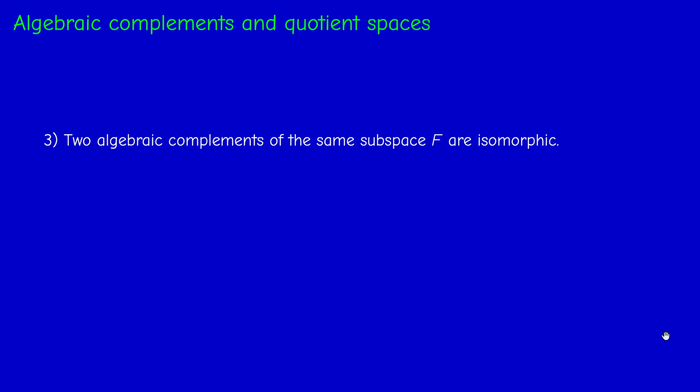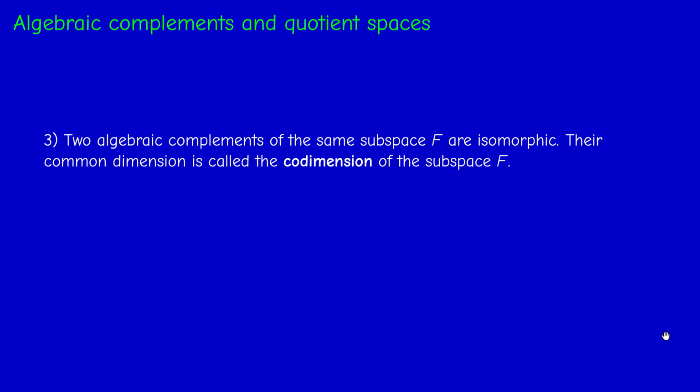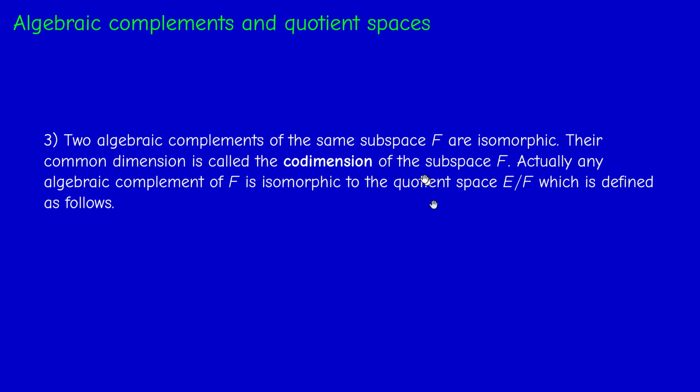Okay, and as I said, two algebraic complements of the same subspace are isomorphic, and their common dimension is called the codimension of the space F. So the codimension could be infinity, right? And you probably proved that all these complements are isomorphic to what we call the quotient space of E by F, which is the space of equivalence classes by this relation. The equivalence relation between two elements is that the difference must belong to F. So this is an equivalence relation, and therefore the quotient space of this relation is denoted by E over F.